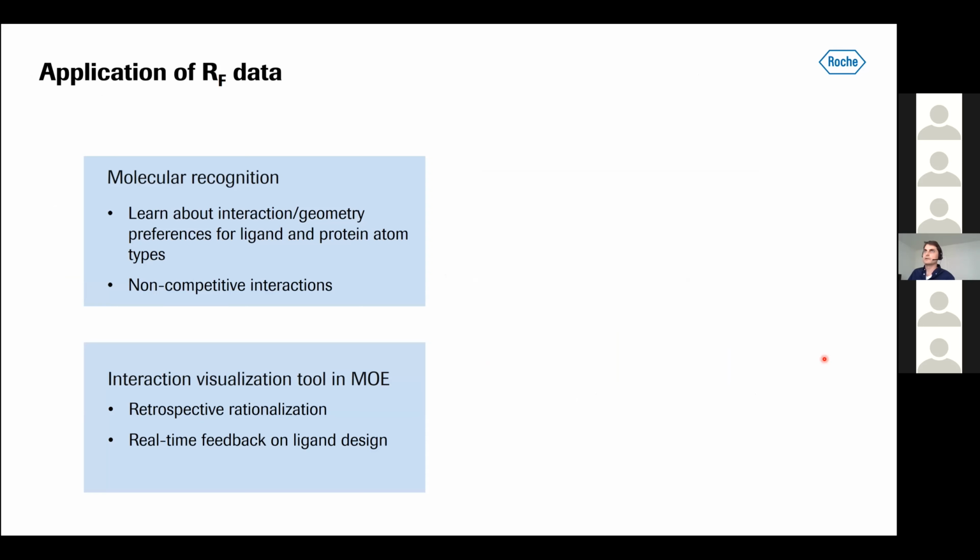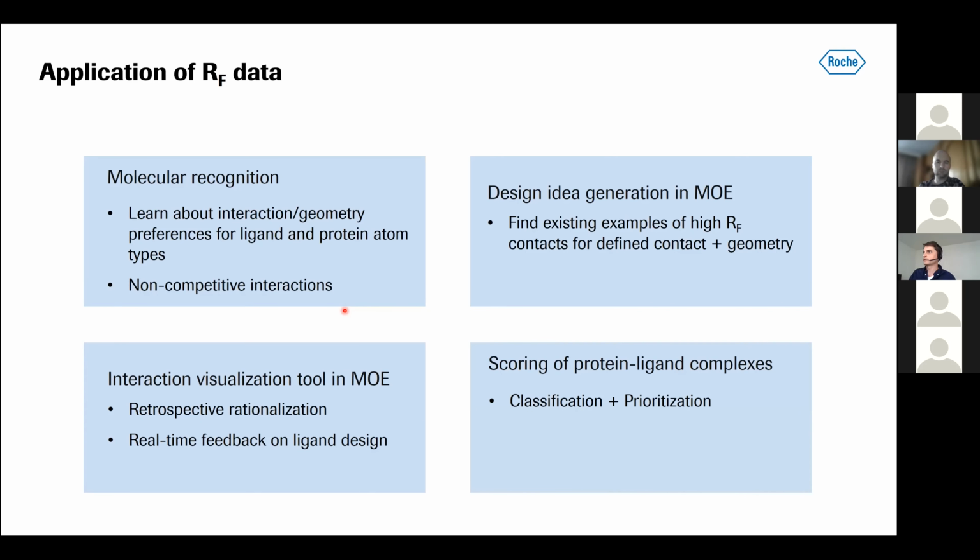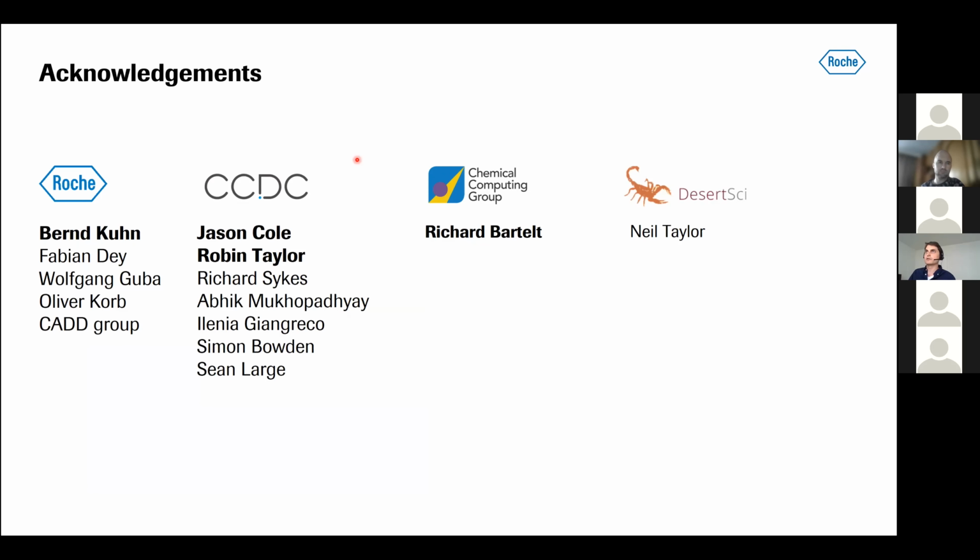So to sum up, we use this RF data derived from experimental interaction data to study and learn about molecular recognition. We visualize it interactively in Mo and use it in project team meetings to assess design ideas. Yeah, we are also investigating other tools to come up with new design ideas, for example, by searching databases for high RF interactions. And we are also looking at rescoring protein-ligand complexes. Yeah, with this, I come to an end.